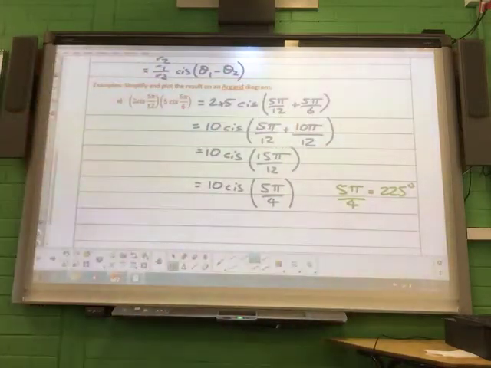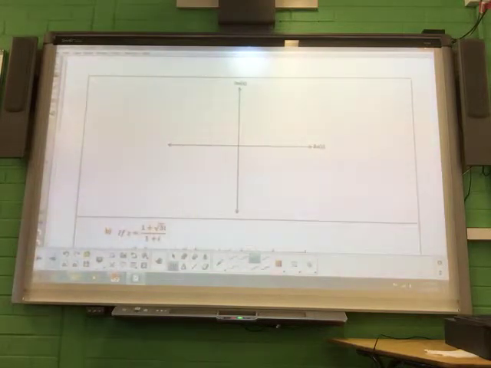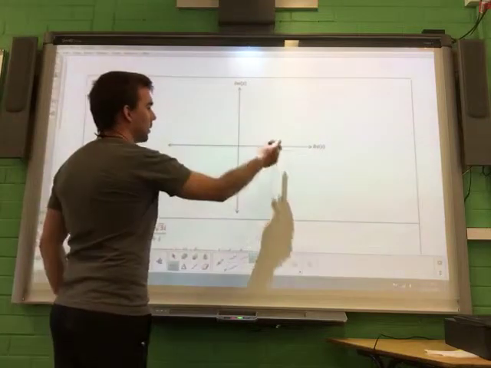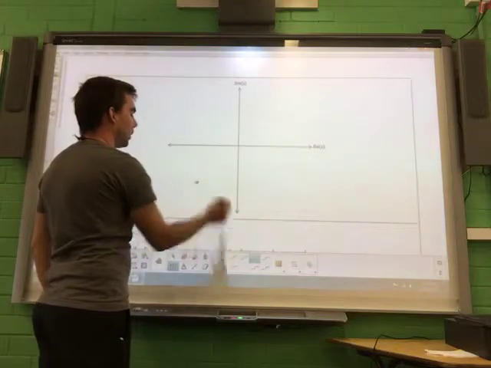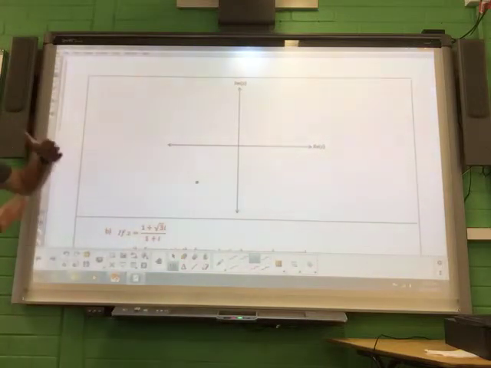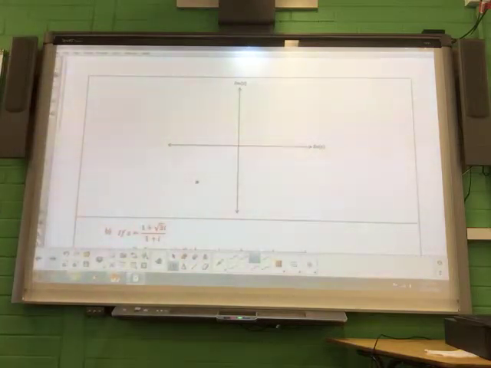Okay, so that's going to help me to plot it, obviously. Okay, so 225 is going to be halfway between 180 and 270, isn't it? Because of the pi on 4. And then 10 is the modulus. So what that means is in the 225, we're way around the third quadrant, and 45 degrees between these two axes. Okay, so that's where the number goes, the complex number.